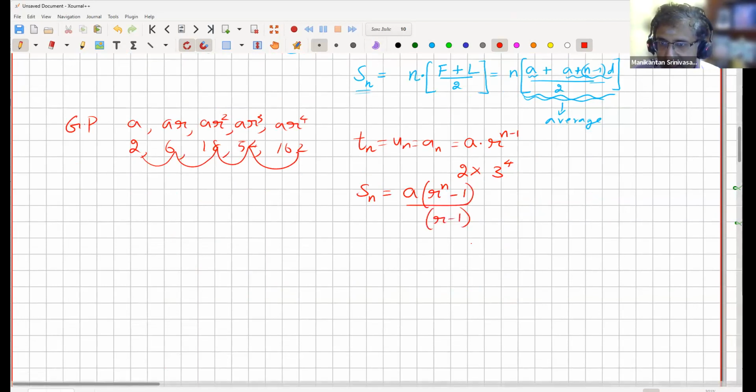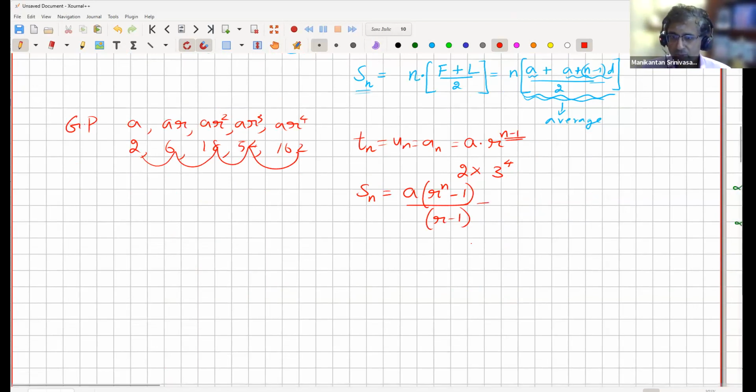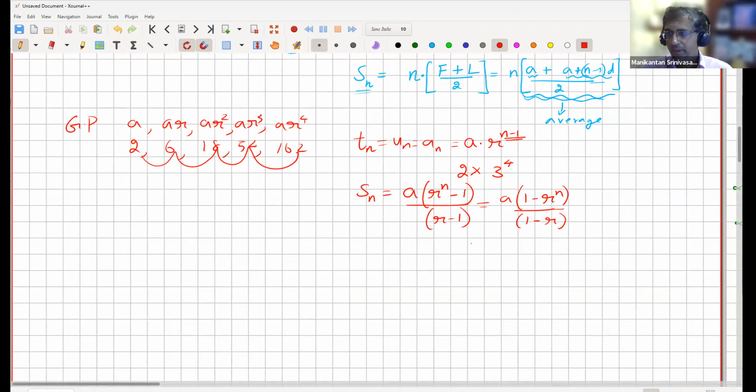Note the difference here, it's R power n minus 1 to find the nth term. When you find the sum of n terms, it's R power n, minus 1 separately outside, right? And you can also write it as A times 1 minus R power n by 1 minus R, depending on whether R is a smaller number than 1 or bigger number than 1, you can use one or the other. Both will come to be positive or both will come to be negative. So depending on convenience, you can decide which one to use, but both are the same.